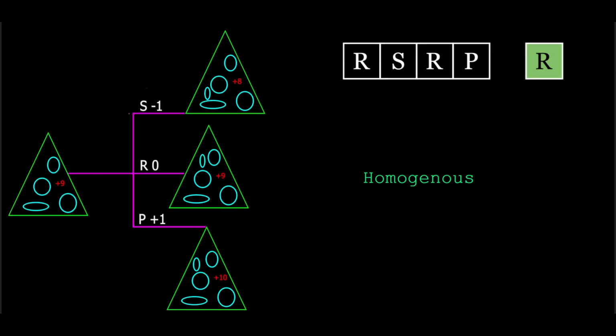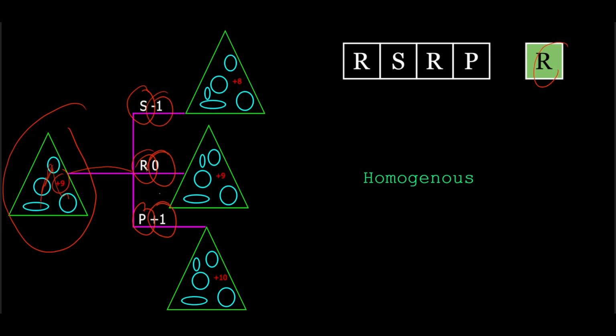So let's do that. Let's start with a triangle where all the ellipses inside of it have a score of +9. So now we are not really tracking the ellipse anymore, we just know how many ellipses are here and their score is +9. Now in the last round, Bob can either play scissors, rock or paper. And since Alice played rock, his score can either be -1, 0 or +1 depending upon what he plays.